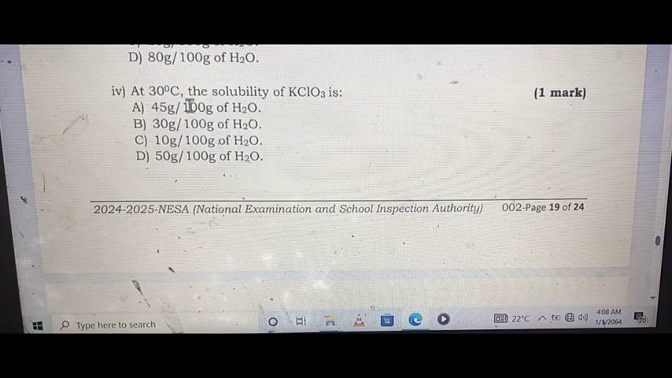4. At 30 degrees Celsius, the solubility of potassium chromate is. The correct answer is C. 10 grams per 100 grams of water.